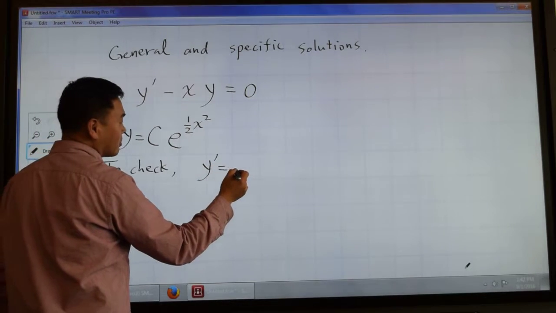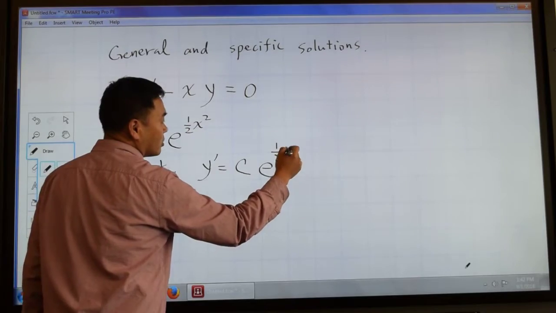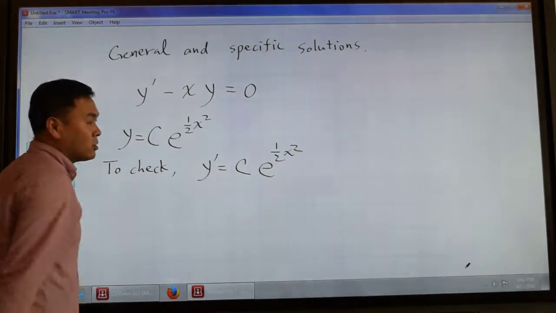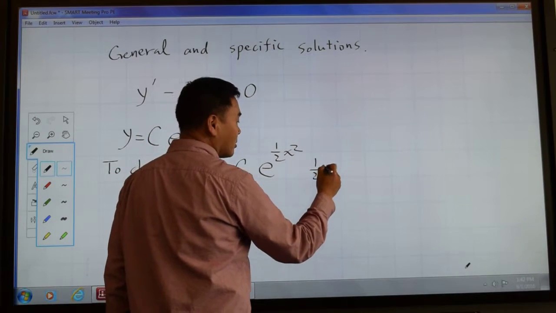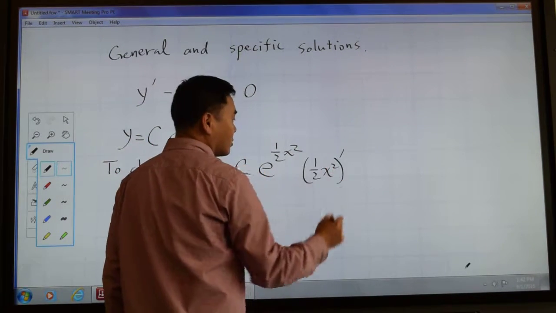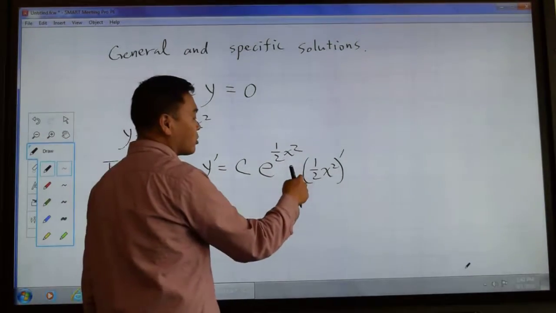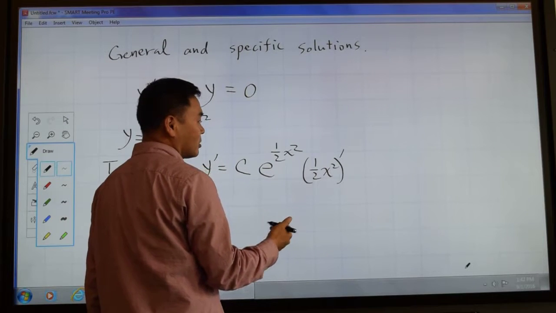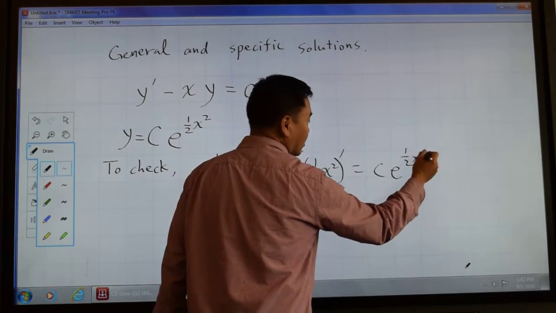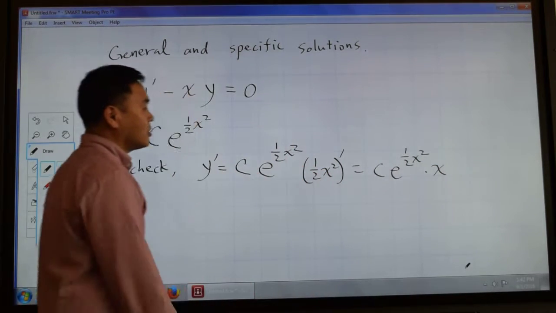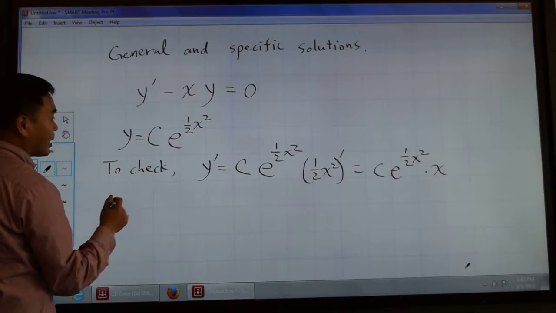Y prime, using the chain rule, e to the x differentiates to e to the x, but that inside function has to be pulled out and differentiated. And 2 comes down. 2 times 1/2 is 1, so you have x. So you have c times e to the 1/2 x squared times x. That's your y prime. Therefore, I can replace y prime by that.